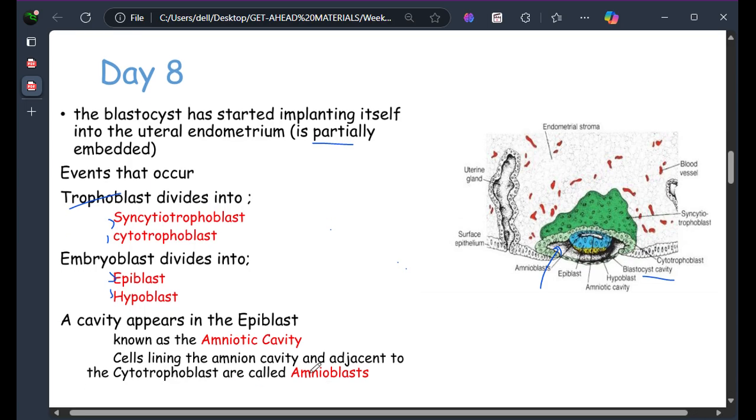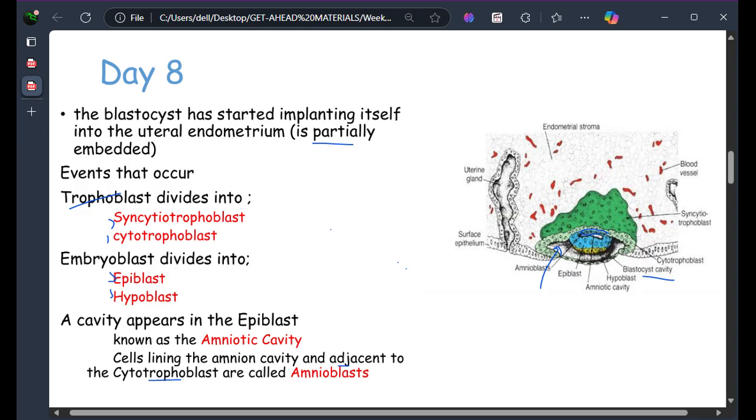Okay, so the cells lining the amniotic cavity and adjacent to the cytotrophoblast are called amnioblasts. So what do we mean adjacent to the cytotrophoblast? That means these cells that are next to the cytotrophoblast. The cytotrophoblast is the one that is in light green, and the ones that are lining the amniotic cavity there, we're calling them amnioblasts because they are related to the amniotic cavity, of course.